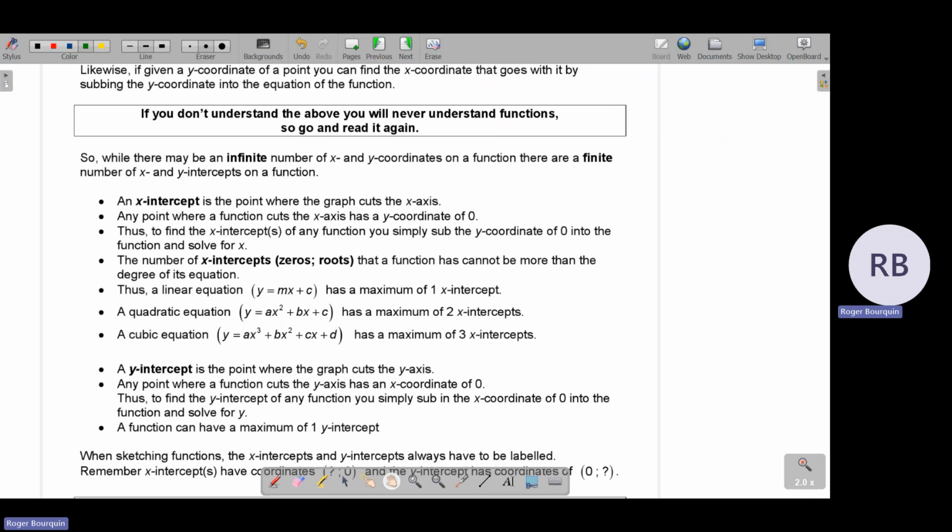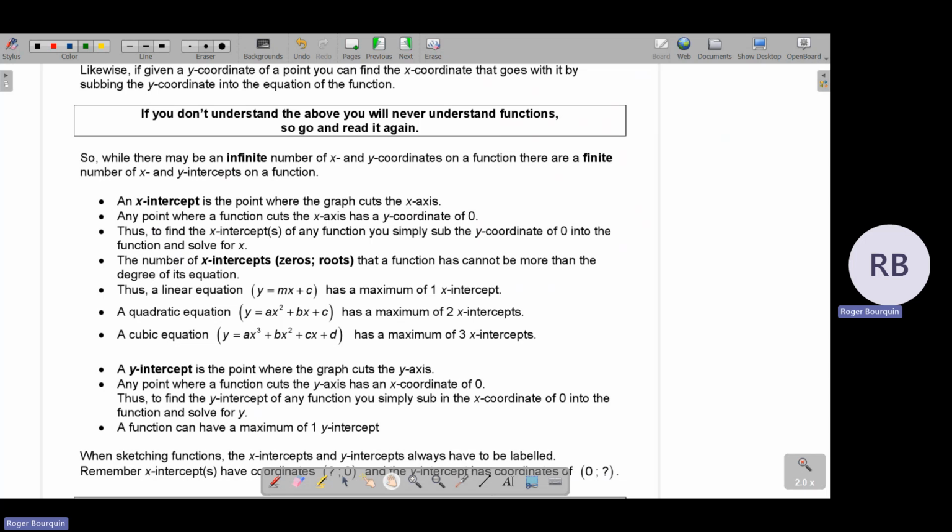Any x-intercept is the point where the graph cuts the x-axis. Any point where a function cuts the x-axis has a y coordinate of 0. Thus, to find the x-intercepts of any function, you simply sub the coordinate of 0 into the function and solve for x. Does that make sense? There's not some random rule.